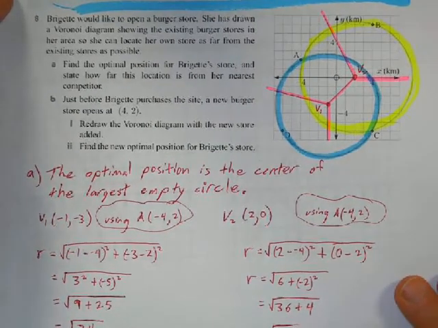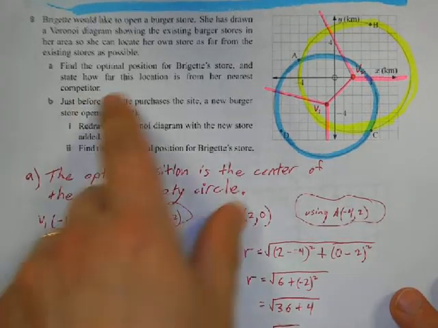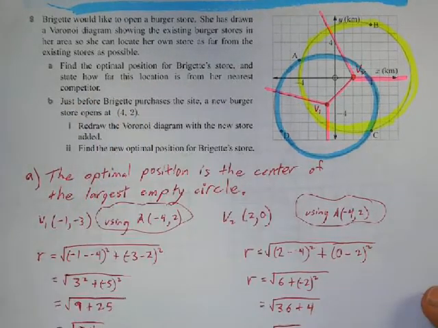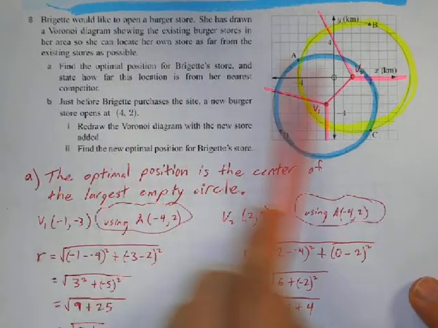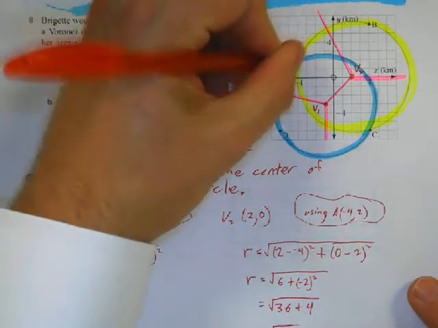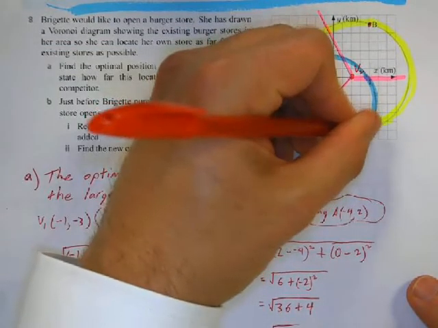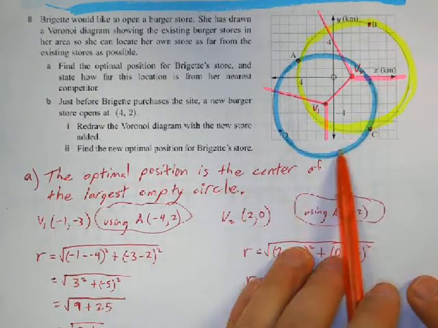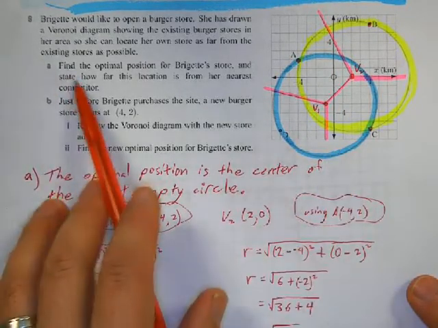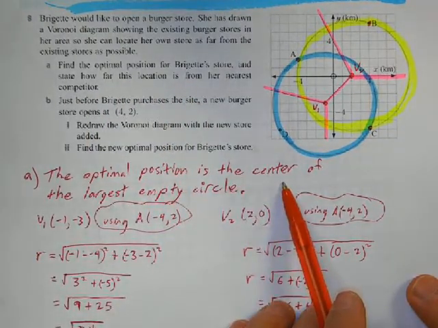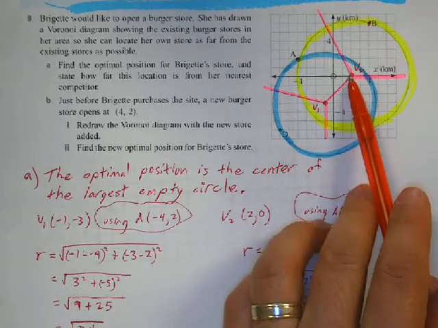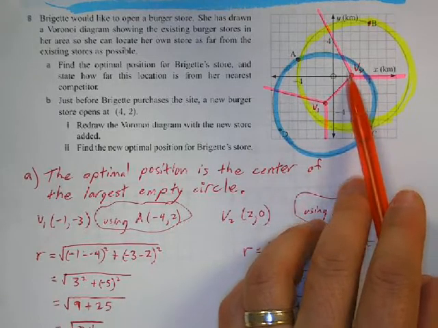Okay, last page. Hit pause if you need to copy and look at this. Find the optimum position for Bridget's store. State how far the location is from the nearest competitor. So we've got sites A, B, and C, and these lines were already drawn for you. The optimum position is the center of the largest empty circle. So we want to have the new store right here.